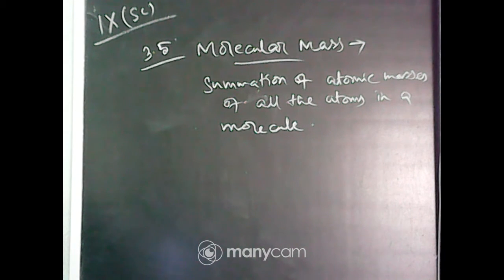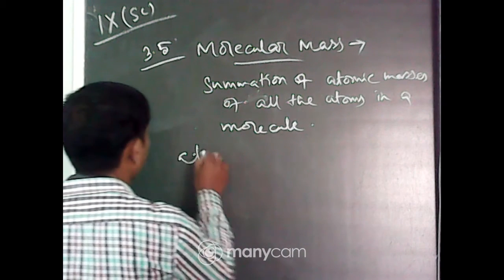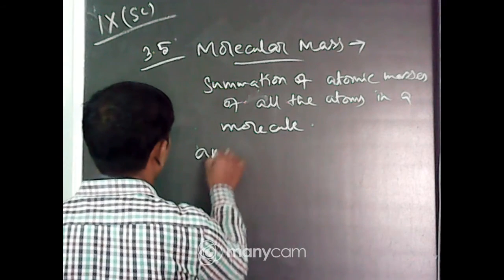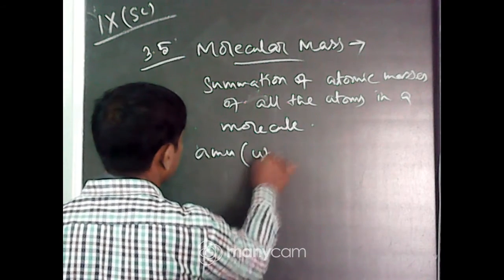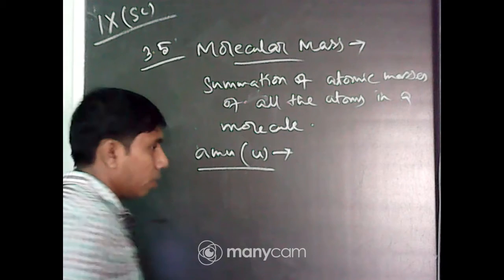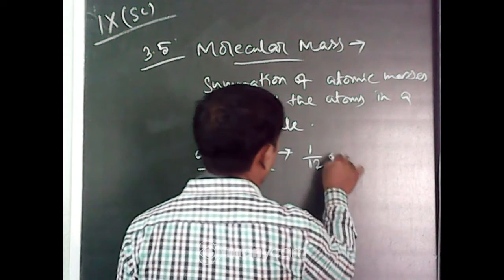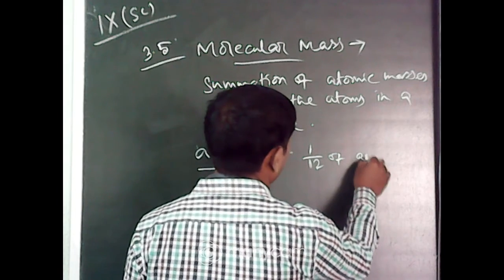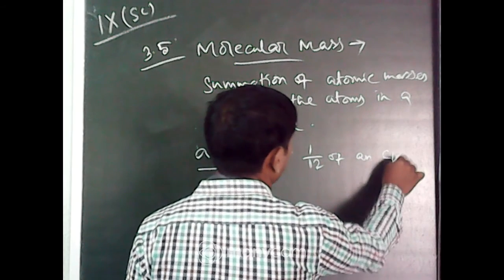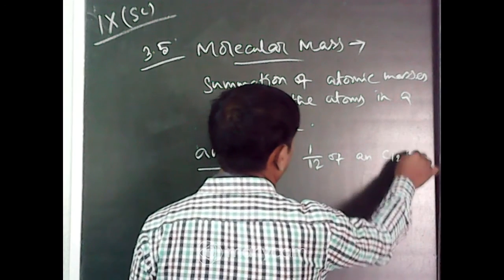It is therefore the relative mass of a molecule expressed in atomic mass unit. What is atomic mass unit? Atomic mass unit was discussed before, that is amu, or in short u, the unit mass. It is 1/12 of a C-12 isotope.